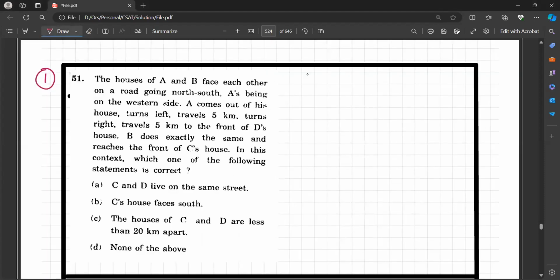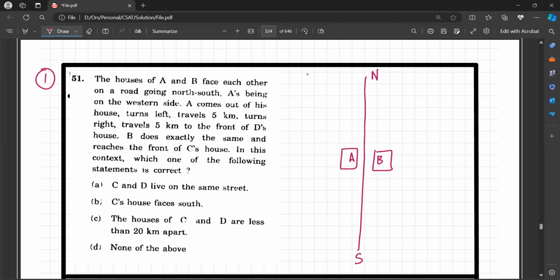The houses of A and B face each other on a road going north to south. This is south and this is north. So this is A's house, this is B's house. They face each other. A is on the western side. So my guess was correct. I kept it on the western side.